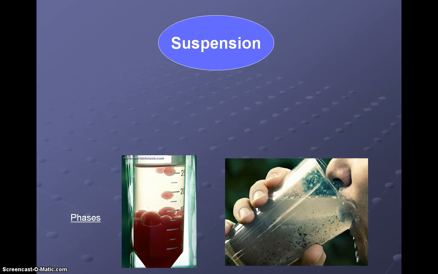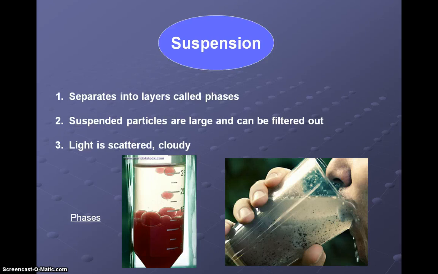Okay, a suspension. I know that's a really gross picture, but a suspension separates into layers. So if you let it sit for a while, it will eventually settle into layers. And we actually call these layers phases. Okay, and we'll talk about phases later in another reference, but right now we call phases the layers of a suspension. Okay, the particles are a little bit larger. They're large enough so that they can settle out and that we can actually filter them out. And they're typically cloudy when they're in the mixture form. So if you were to shake them up, they're cloudy and they scatter light.